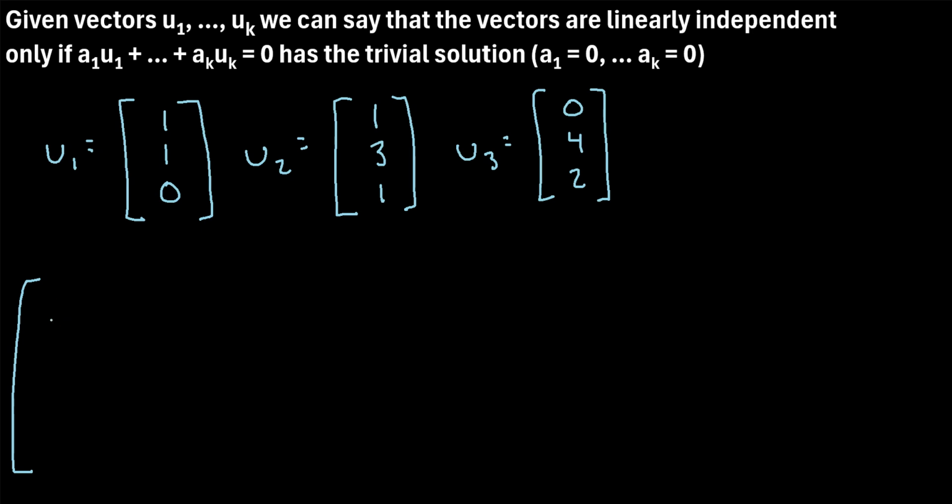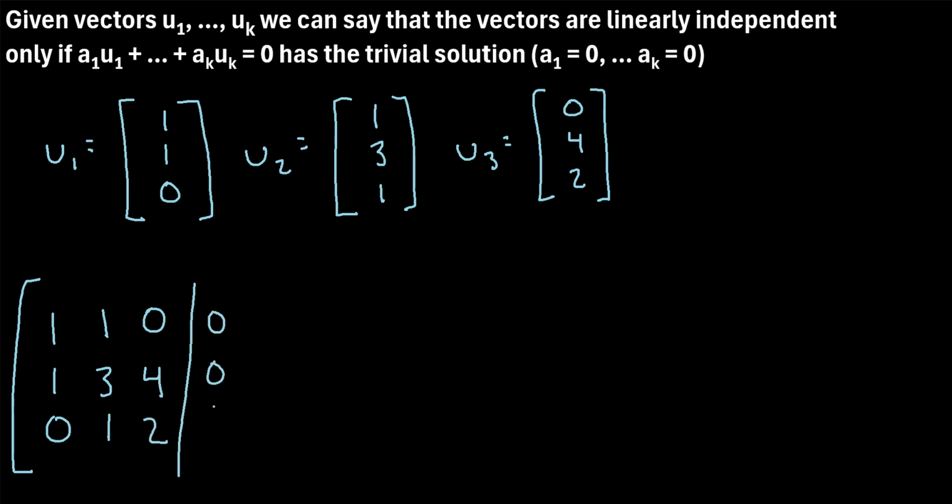The first column is the values in u1, so 1, 1, 0. The second column is the values from u2. The third column are the values from u3. And the augmented column has all 0 values.